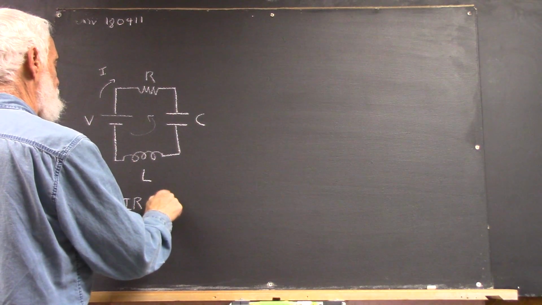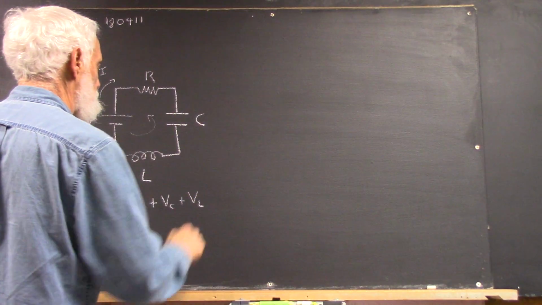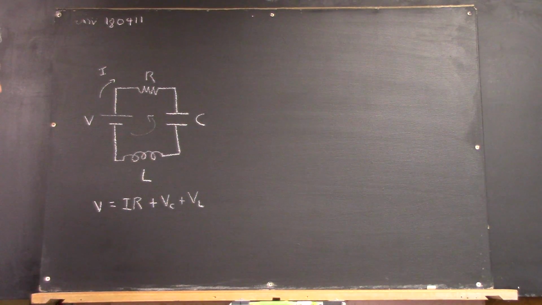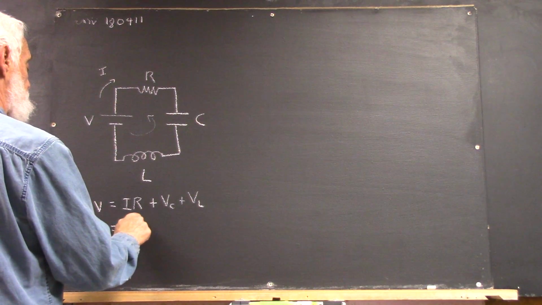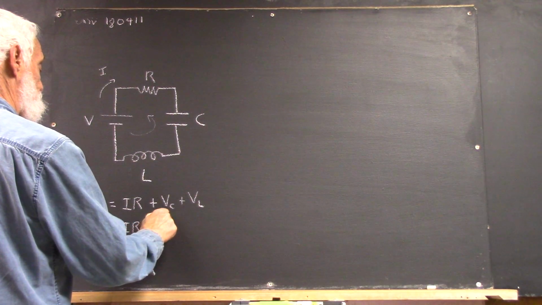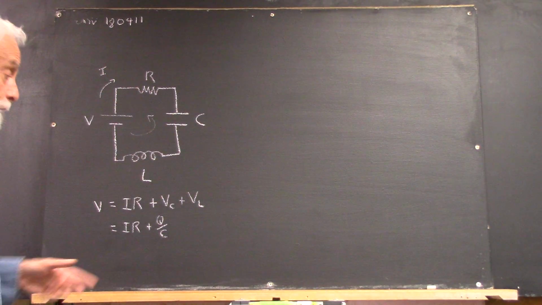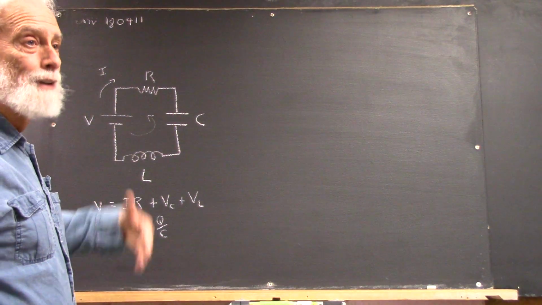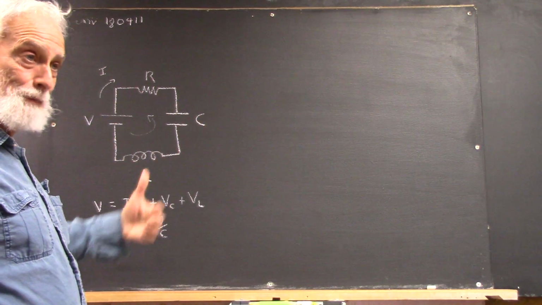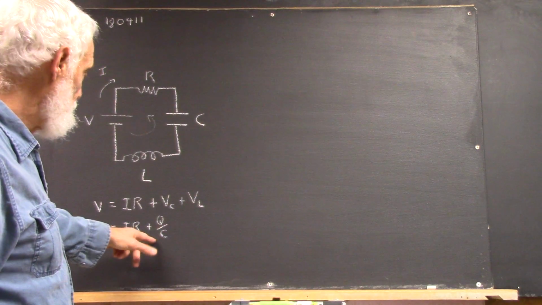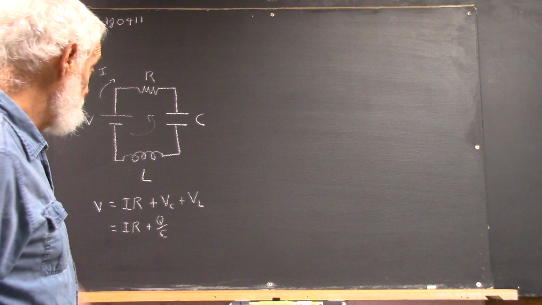Plus the voltage drop across the capacitor, plus the voltage drop across the inductor. And of course, we want to write expressions for these things, right? So what's the voltage drop across your capacitor? Q over C, right? Because capacitance, C, is number of volts per unit of charge, or, I'm sorry, charge per number of volts, okay? So you can rearrange that and find that the voltage is charge over capacitance.